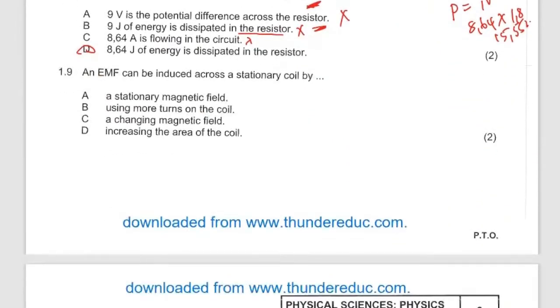Then 1.9, an EMF being used across a stationary coil, a stationary magnetic field. No. Using more turns in the coil, this can only increase. Changing the magnetic field, yes. That's very correct.